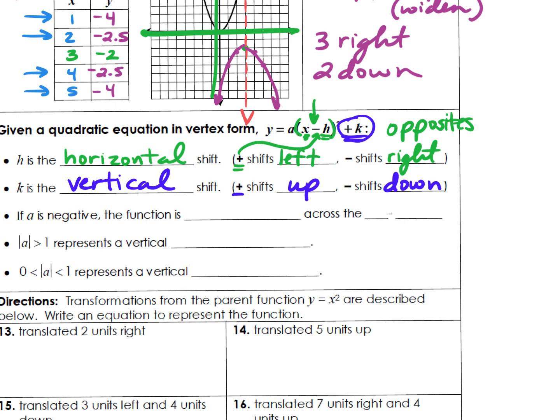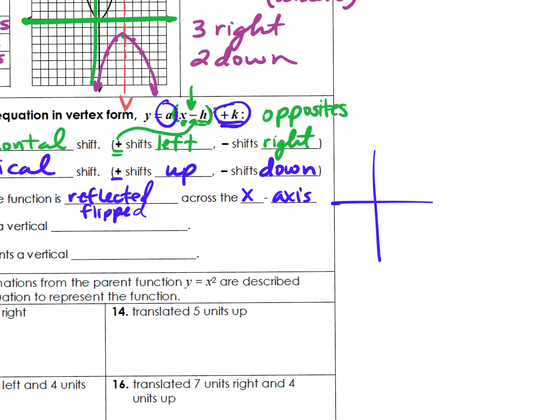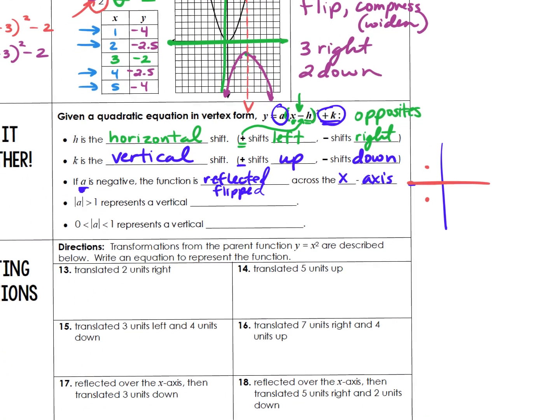Okay. If your a value, this number out in front, if a is negative, then your function is what? Reflected, flipped, however you want to write that. You can write reflected, you can write flipped. They're the same thing. Across the x-axis. So it is flipped over this line. If it was up here, it's getting flipped down there. So flipped across the x-axis.